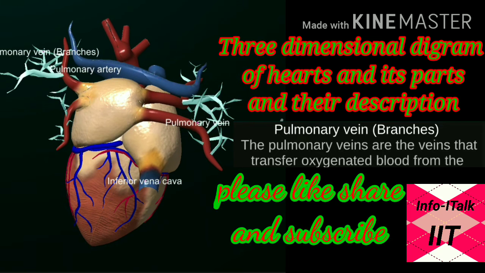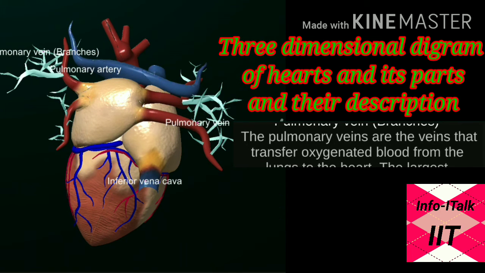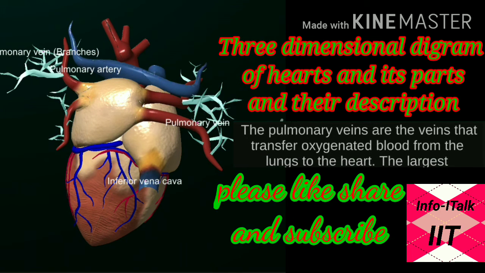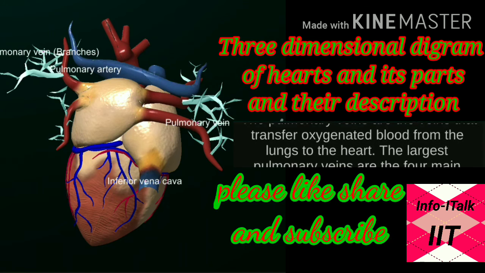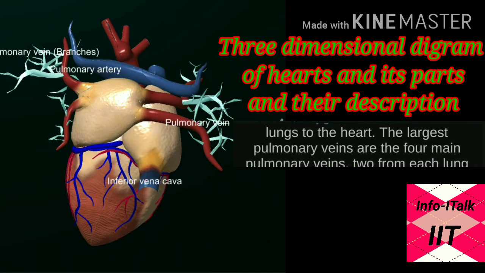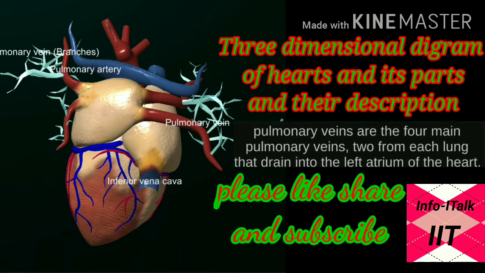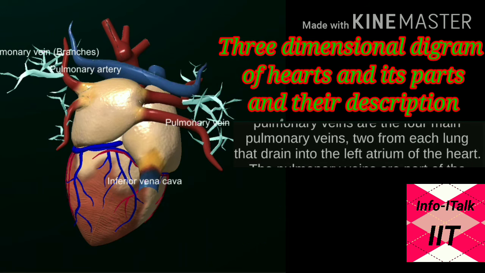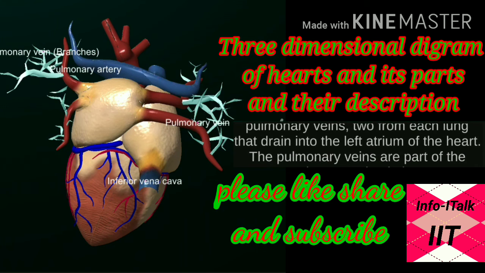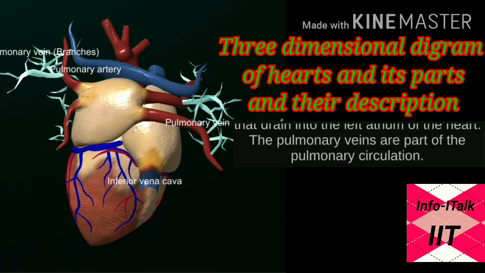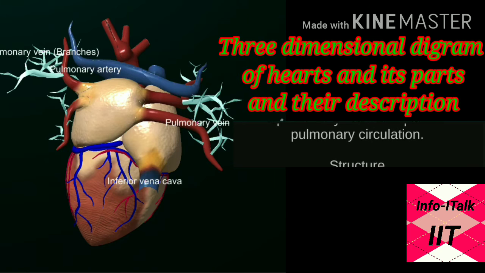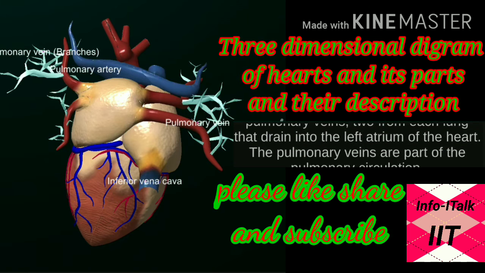The pulmonary veins are the veins that transfer oxygenated blood from the lungs to the heart. The largest pulmonary veins are the 4 main pulmonary veins, 2 from each lung, that drain into the left atrium of the heart. The pulmonary veins are part of the pulmonary circulation. The structure we discussed just before is the same.